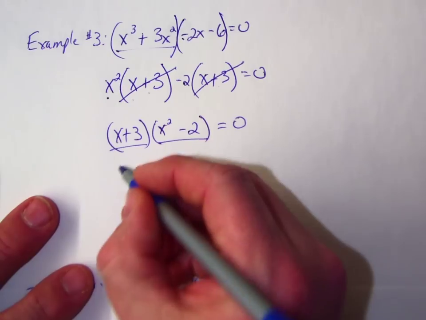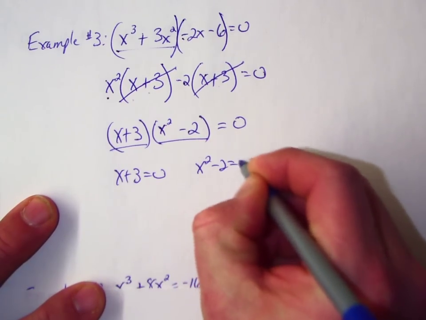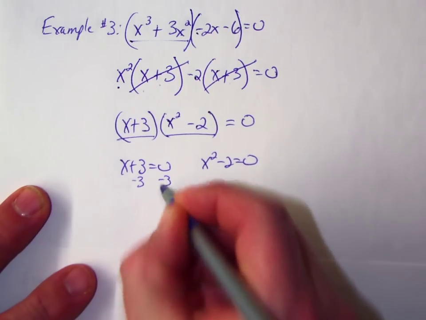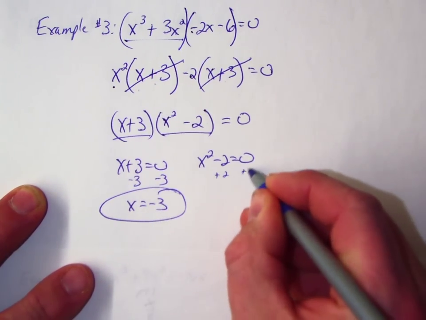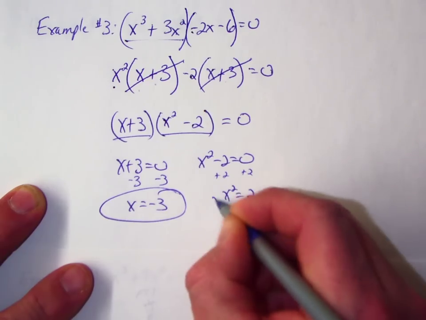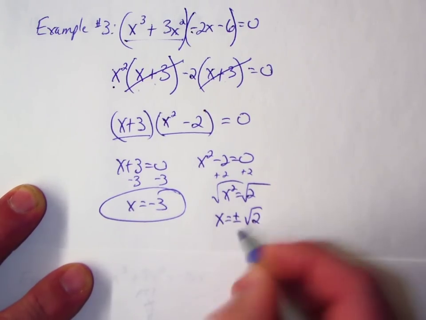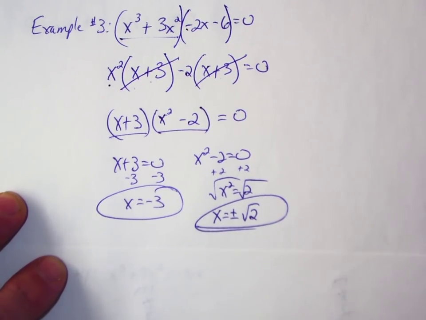Take each of these factors, set them equal to 0, and solve each one independently. So here, subtract 3. So x is equal to negative 3. Add 2. I get x squared is equal to 2. Take the square root. So x is equal to plus or minus the square root of 2. All right, in this case, I have 3 real solutions.